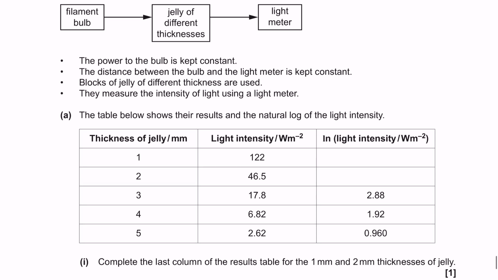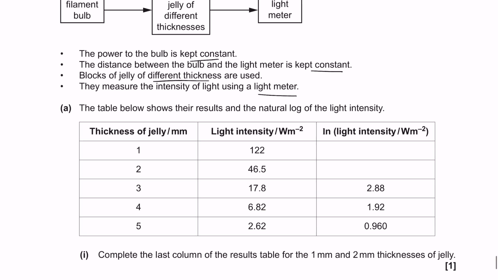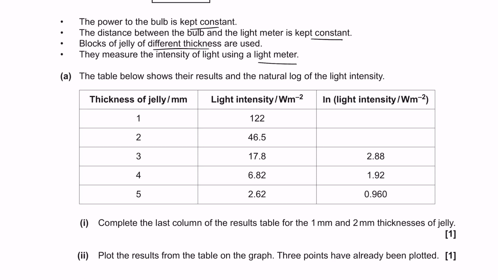It says that the power to the bulb is kept constant. The distance between the bulb and the light meter is also kept constant. Blocks of jelly with different thickness are used, and they measure the intensity of the light using a light meter. Okay, and we have been given a bunch of data points over here, and we need to work out the first two columns.